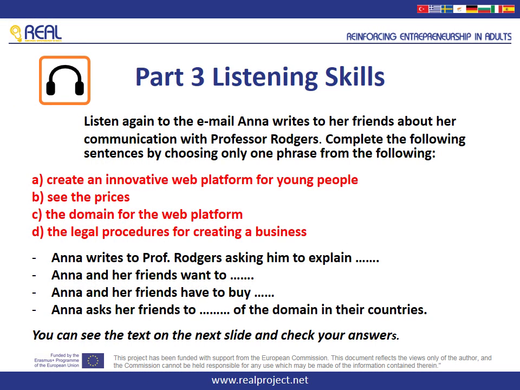So, listen again to the email Anna writes to her friends about her communication with Professor Rogers. Then complete the following sentences by choosing only one phrase from the following. If necessary, pause the video. You can see the text on the next slide and check your answers.